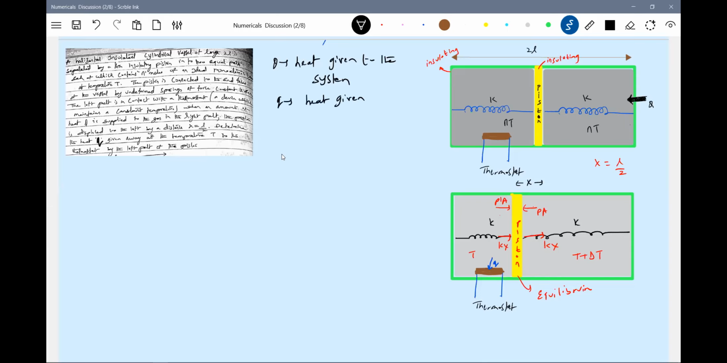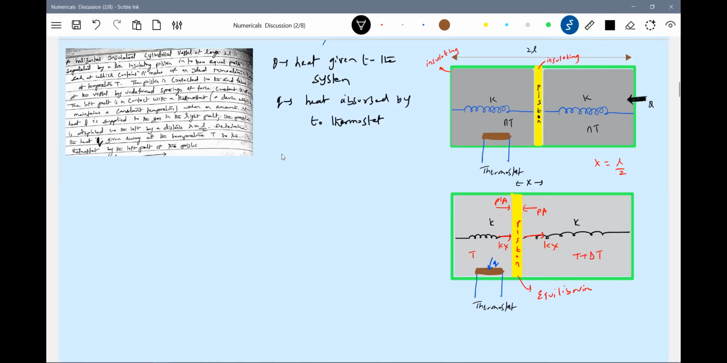Heat given away, or heat absorbed. I'll write it as heat absorbed by the thermostat. Don't bother with the thermostat; it will just absorb it. It will see that the temperature of the gas in the left chamber remains constant.